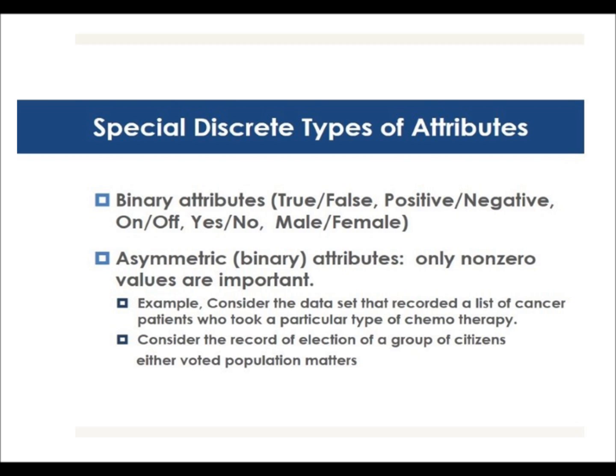other digital, not binary? But what does asymmetric mean? Because you really need to look at examples. If you consider the data record a list of cancer patients, there's only two types. This is the chemotherapy. There are people who take that therapy. People who do not take the therapy. But if one of the people does not take the therapy, it's not really your concern. You only look at those who take the therapy.